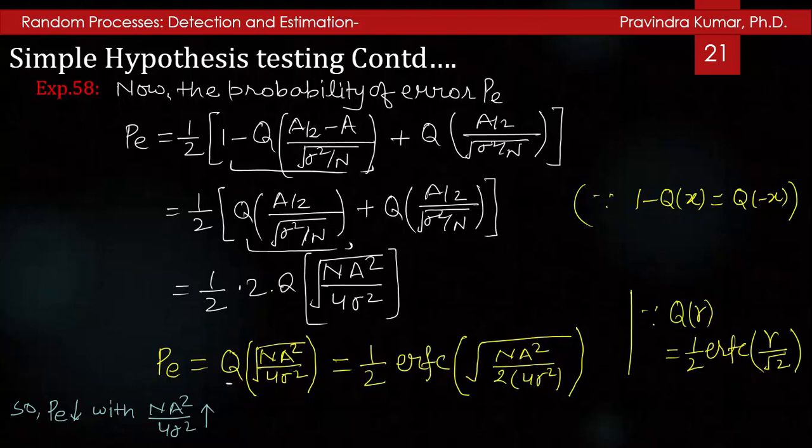So the probability of error decreases monotonically with Na square by 4 sigma square increasing, which is the deflection coefficient of this problem. So here this is the deflection coefficient Na square upon 4 sigma square.